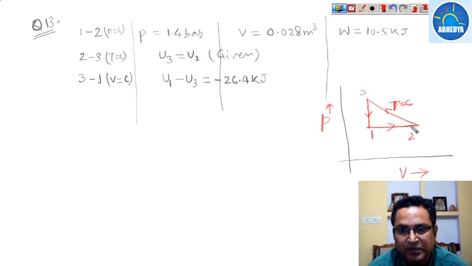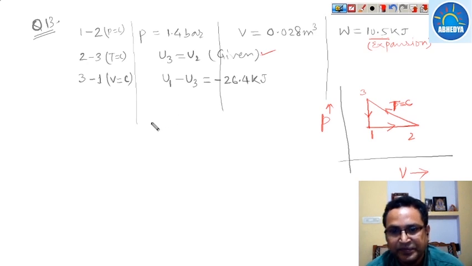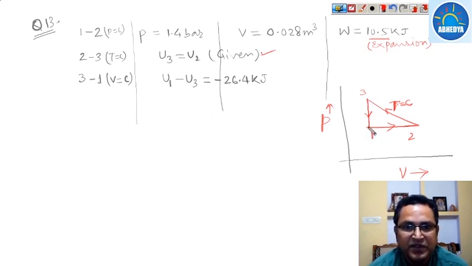Okay. And since this is an isothermal process, U3 is equal to U2, which is given to us. In process 1 to 2 the work done is 10.5 kilojoule, which is positive. It means expansion is there, so there is an expansion from 1 to 2. Okay, V1 is equal to V3. Now 1 to 2.